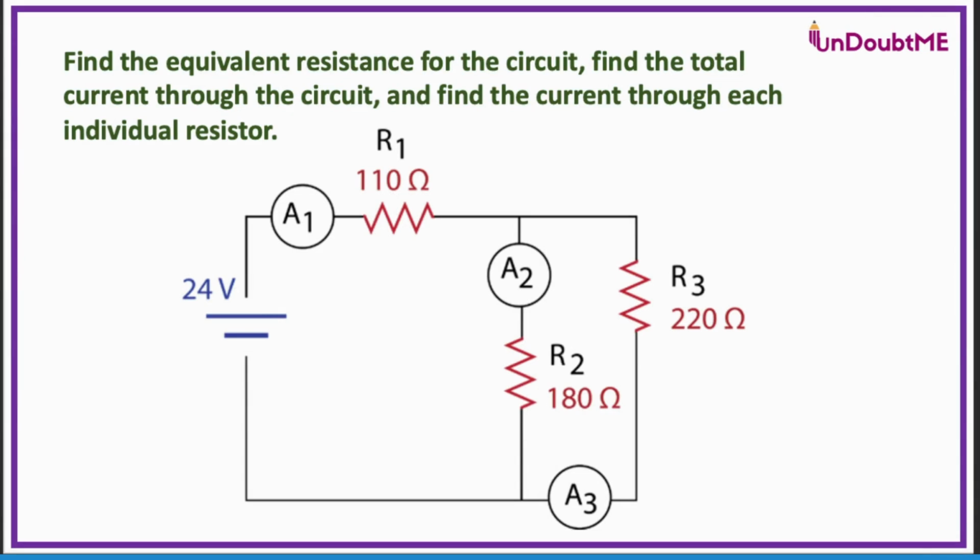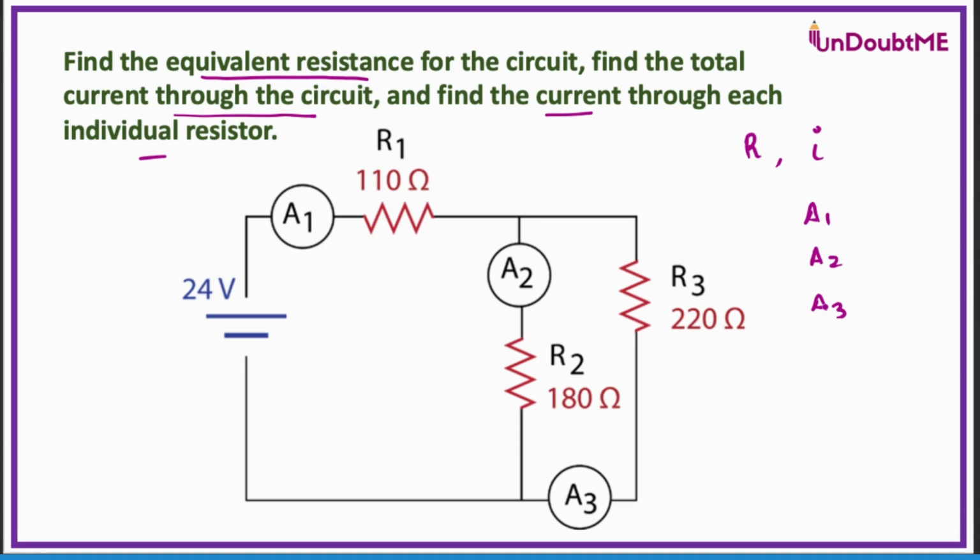Here we are back with one very good question of series and parallel combination of resistors. As you can see in the question, they have given a circuit. They are asking us the equivalent resistance of the circuit and the current through the circuit, that is the total current, and to find the current through each individual resistor. So basically we need to find R equivalent, we need to find the full current, and then we need to find the readings of ammeters A1, A2 and A3.